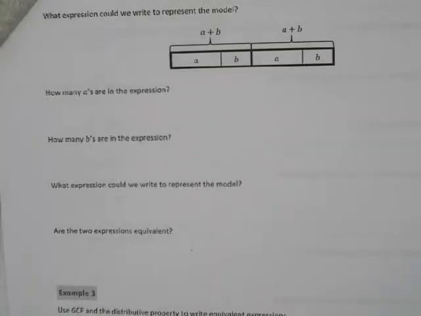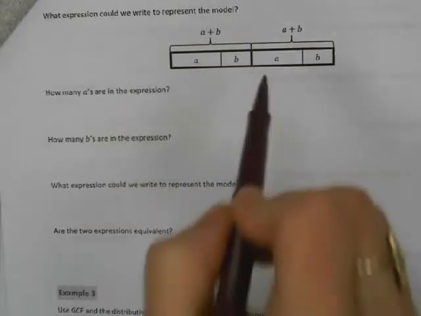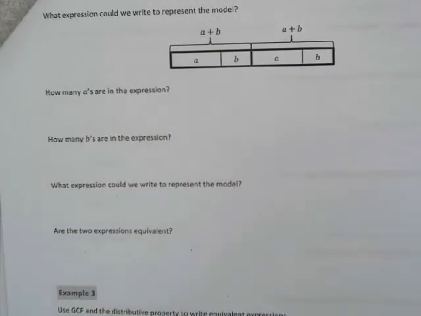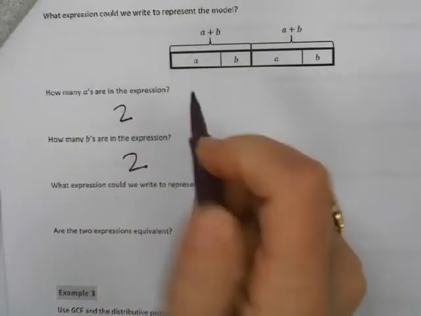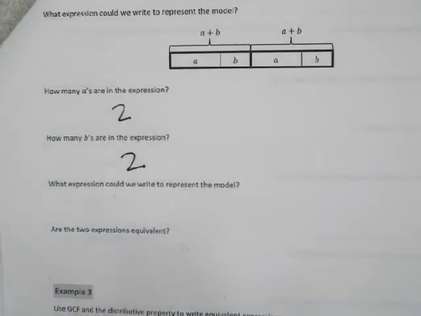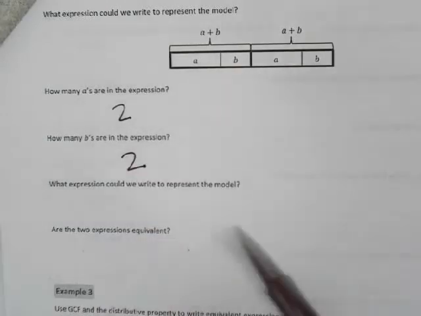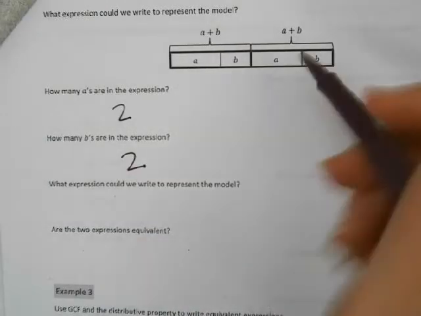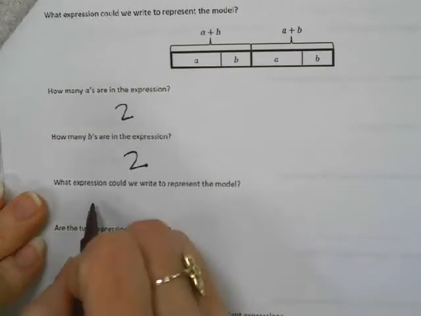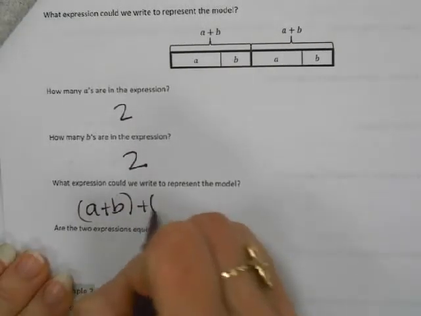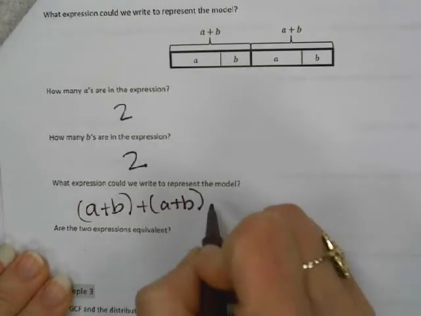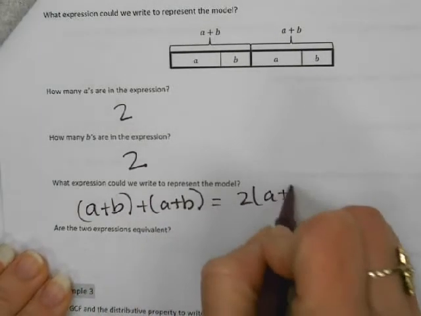So notice that now our model has changed a little bit. We have A and B together, A and B together. So we have A plus B plus A plus B. So again, when it says how many A's are in the expression, we're going to write 2, and how many B's are in the expression, 2. So what expression could we write to represent the model? If we look at this one, what we might write is A plus B plus A plus B, or equals 2 times A plus B.